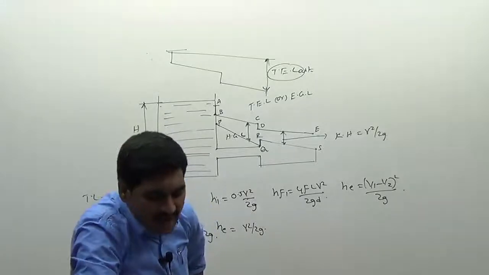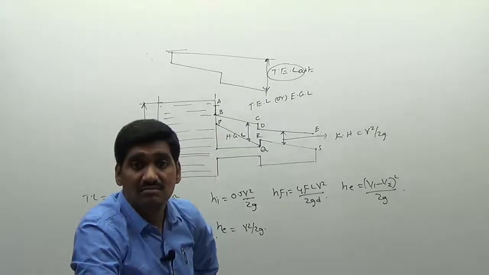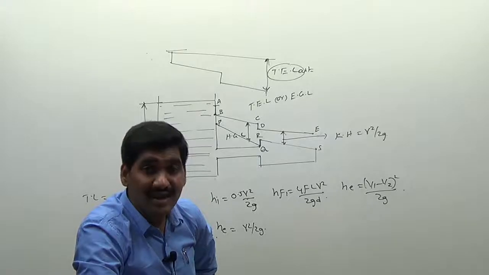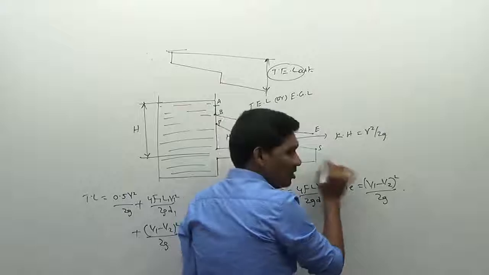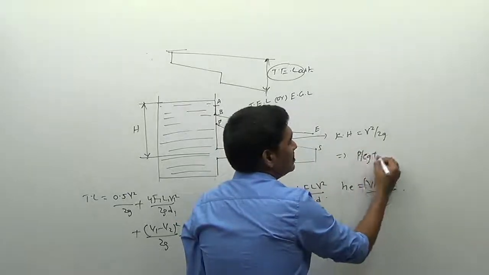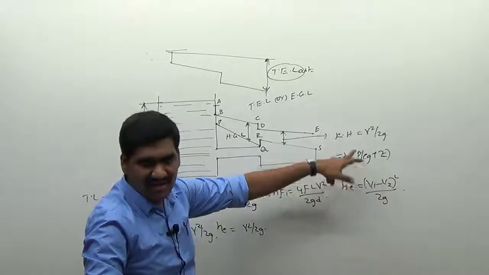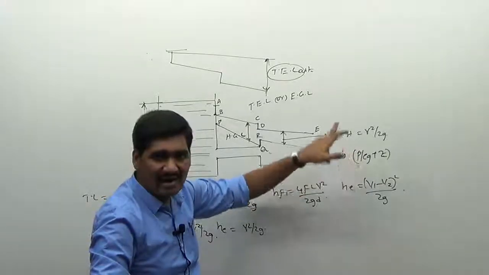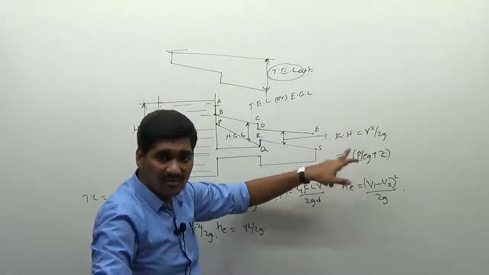Next, second point. The hydraulic gradient line may rise or fall depending upon the pressure changes. The total energy line always drops down, but the hydraulic gradient line may rise or fall, because the hydraulic gradient line always involves the value of pressure head plus datum head. If there is an increase in the pressure, the hydraulic gradient line will rise. If there is a decrease in the pressure, the hydraulic gradient line will come down. So it depends upon the value of the pressure.